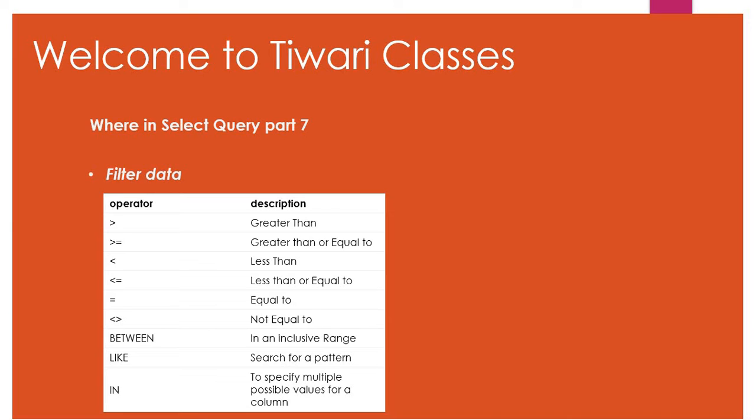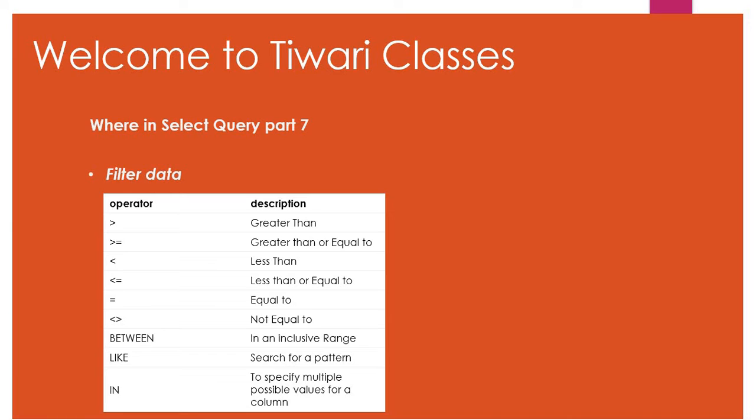So today's video is on the where clause. I have already explained a little bit about the where clause in my select query video, so this is the detailed video for the where clause. When you use the where clause, you have to use certain operators, which I have already defined: greater than, less than, equal to, less than or equal to, not equal to, between, like, and in. I will tell you how to use all of these.